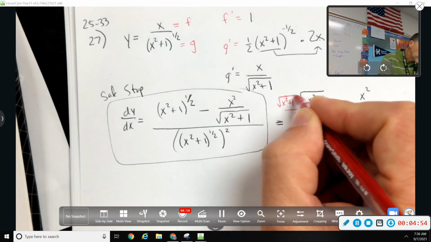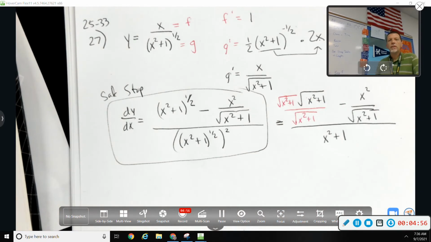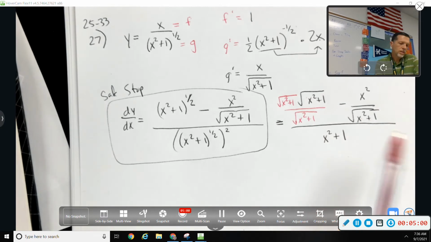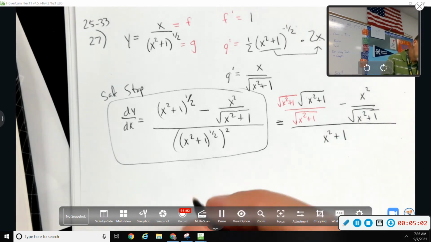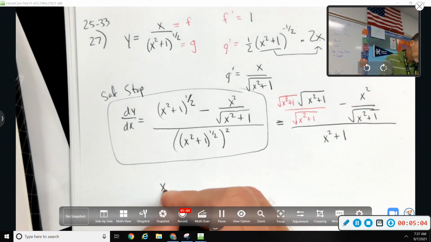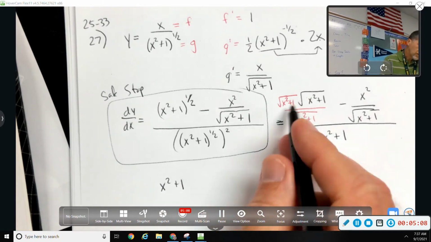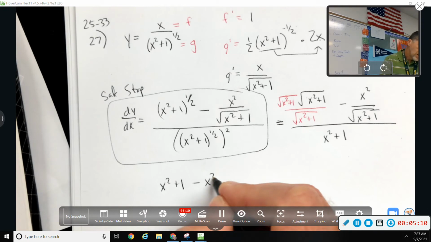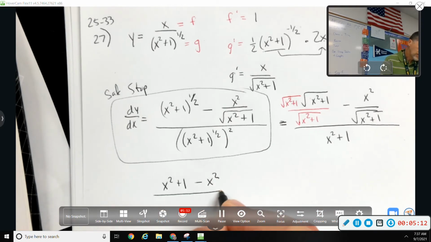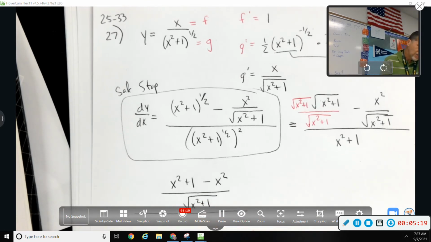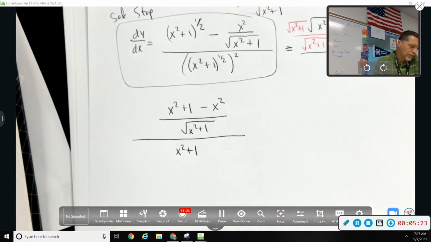So I'm going to multiply top and bottom by square root x squared plus 1. Now they both have the same denominator. So x squared plus 1, because square root multiplies or cancels each other out, minus x squared, all over square root x squared plus 1, and then all of that over x squared plus 1. What a lovely little problem this is becoming.